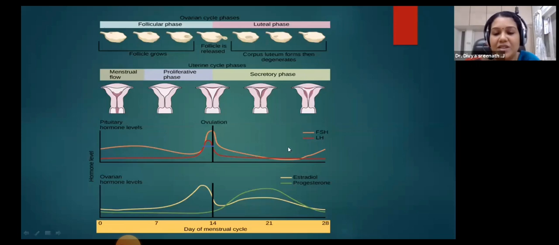Again, with the demise of the corpus luteum, the FSH starts to increase from the previous cycle itself, for the preparation of the next cycle. You can see progesterone is at its peak in the secretory phase of the endometrium, and here also the corpus luteum secretes a minimal amount of estrogen.